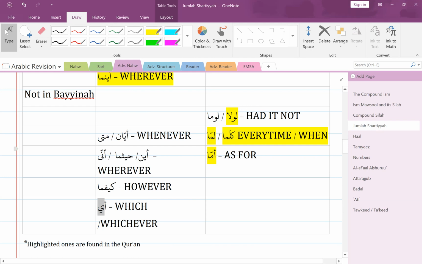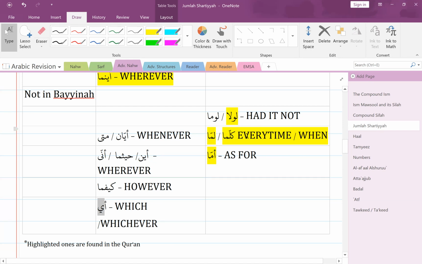The ones that do not make the mudari' majzoom, that are not mentioned in the Bayinnah book, are lawla, for example, and lawma. Lawla and lawma also have the same meaning, had it not. So law means had. It's a positive sentence, if you will. And then lawla and lawma is a negating kind of sentence, had it not. Then you have kullama and lamma. Kullama is every time. Lamma means whenever or when. When something happens, this happens.